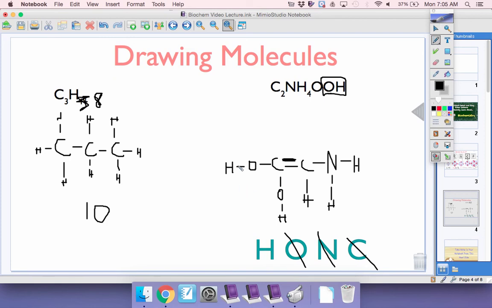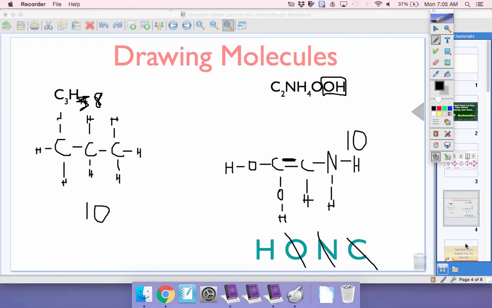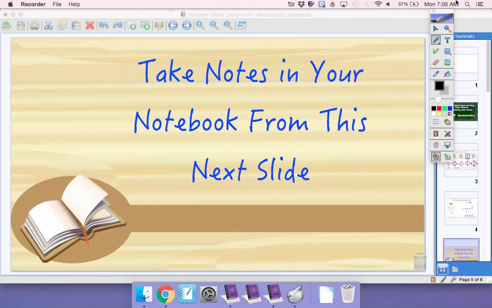Okay, that sums up drawing molecules. Hopefully that made sense. Once again, sorry about the mess up here. Last thing to do is count these covalent bonds. 1, 2, 3, 4, 5, 6, 7, 8, 9, 10. 10 covalent bonds in this molecule.